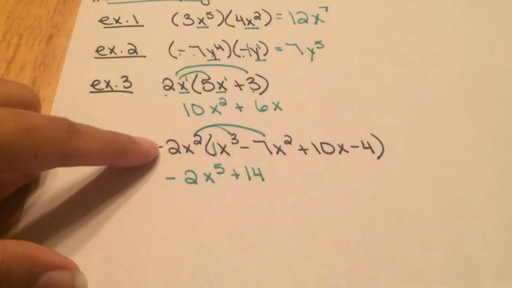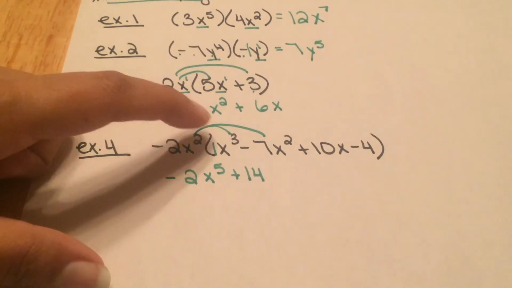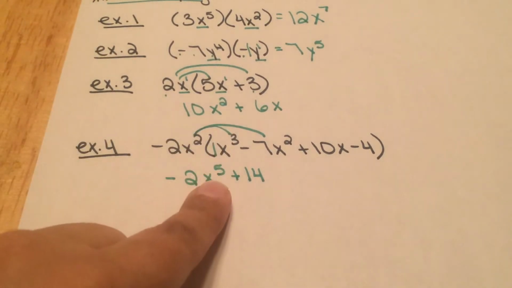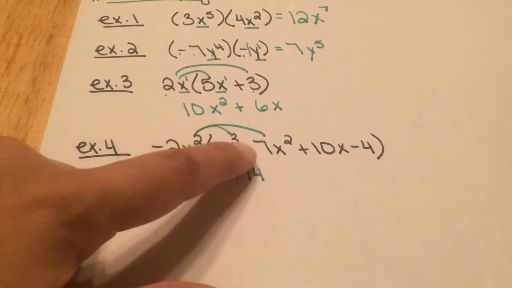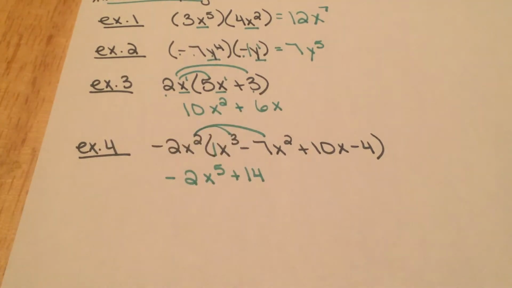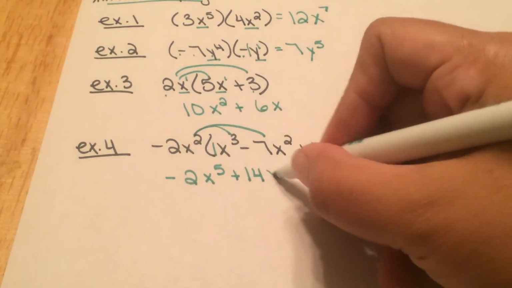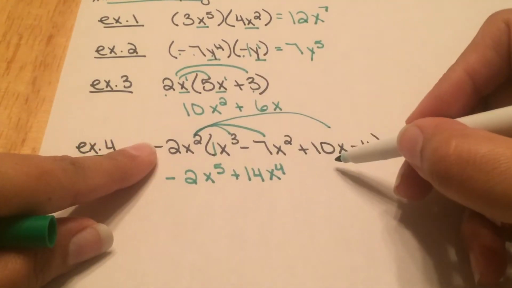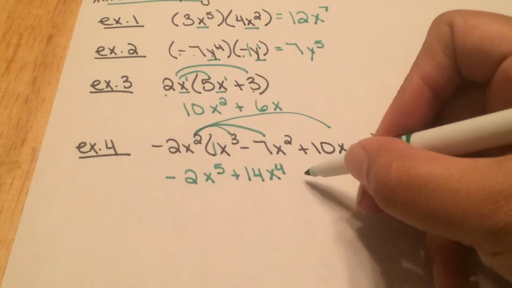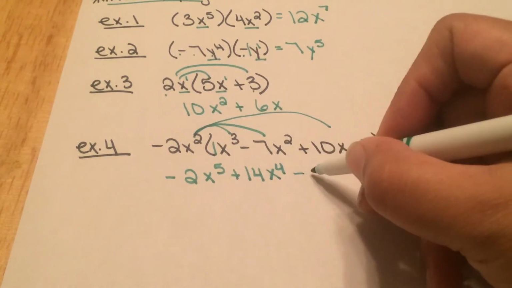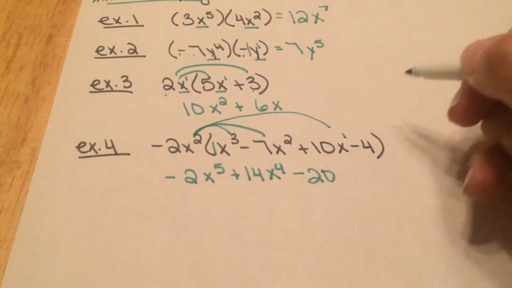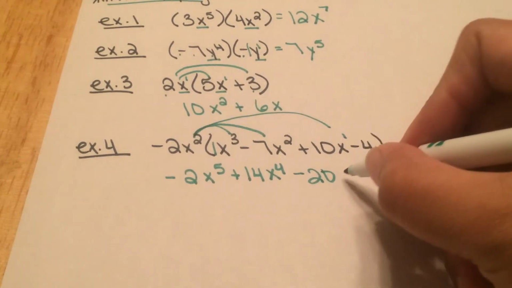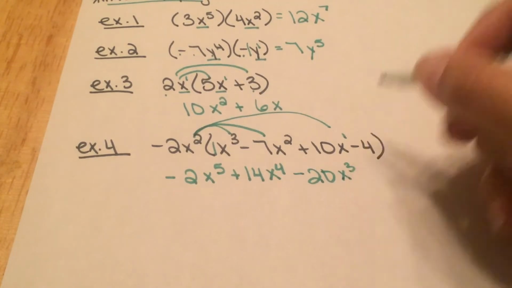So our negative 2 times our 1 will give us a negative 2x squared times x to the 3rd gives us x to the 5th. Negative 2 times a negative 7 gives us a positive 14, and x squared times x squared gives us x to the 4th. So our next term, negative 2x squared times 10x, well, the negative 2 times the positive 10 gives us a negative 20. Remember, our exponent of this x is going to be 1, so x to the 2nd times x to the 1st is x to the 3rd.